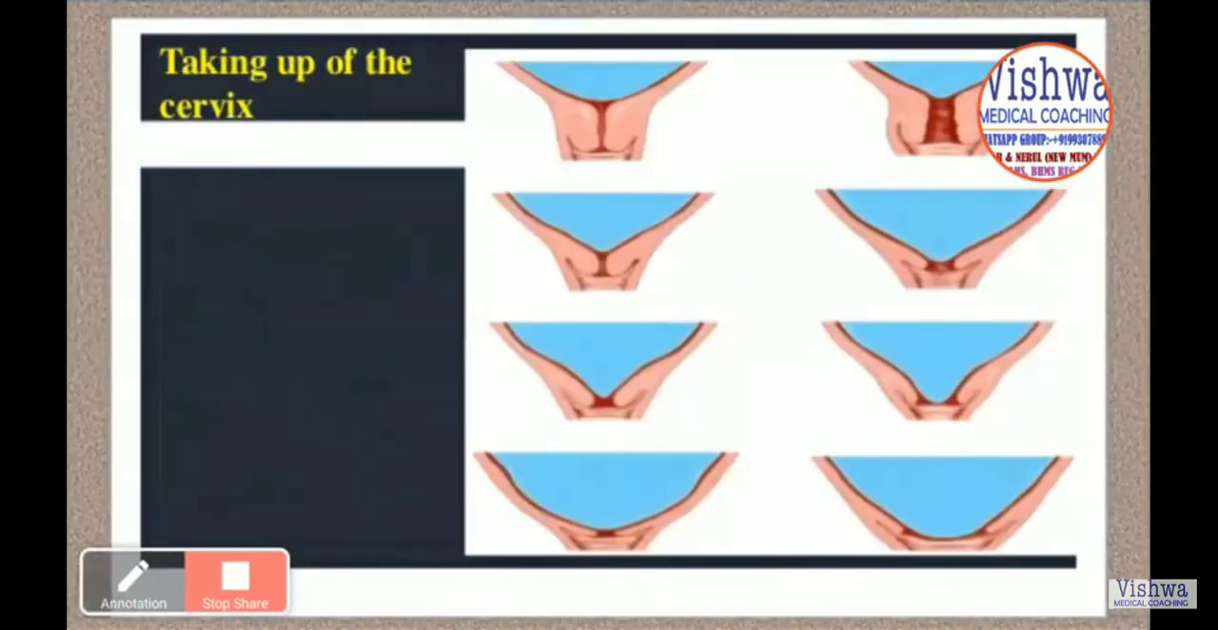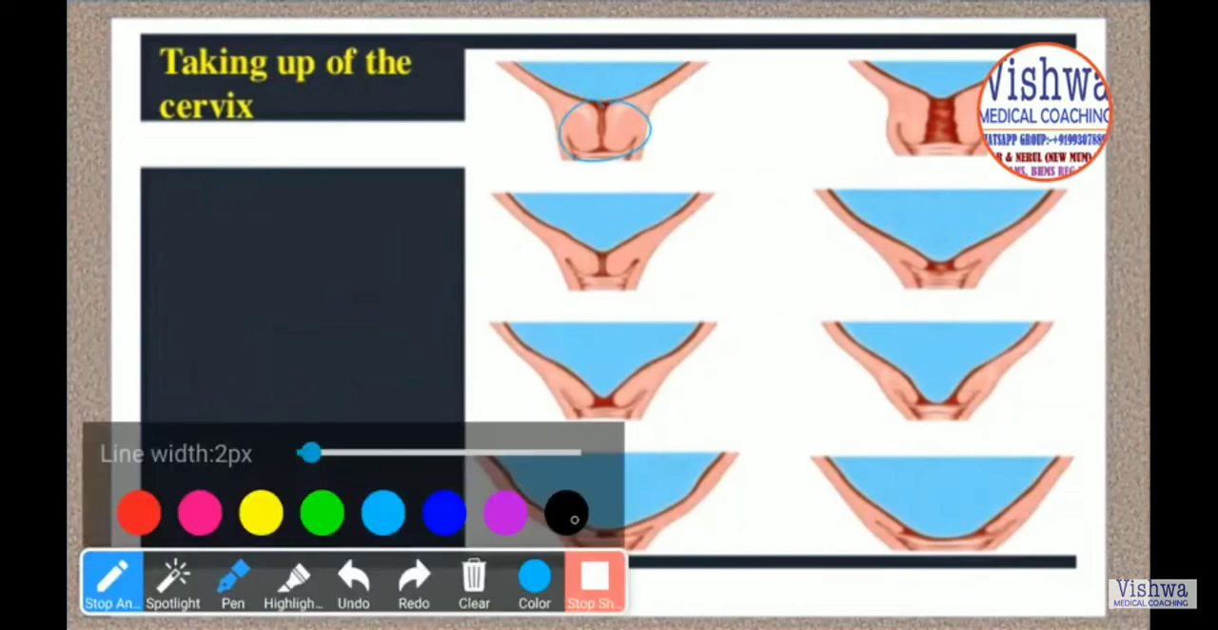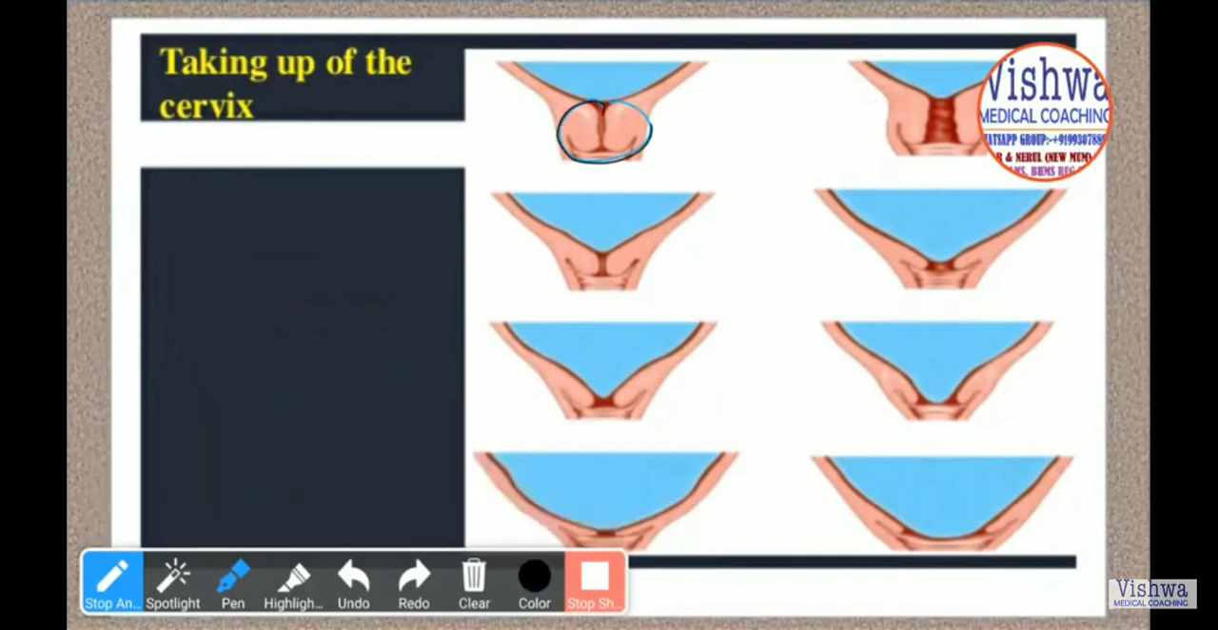This is exactly the mechanism by which the cervix gets taken up. Let's say this is the initial cervix. Let me show it with the black color. Initial cervix. Then the cervix starts becoming taken up, going up, going up. This is the complete cervix going up. This is called the taking up of the cervix.